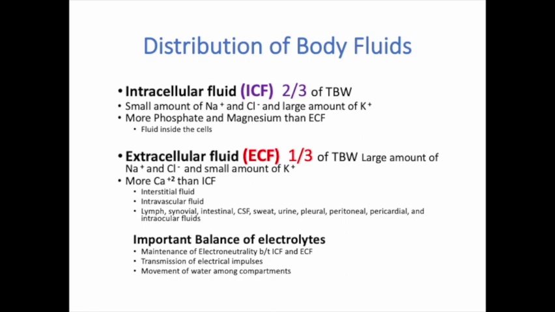inside the cells. Now, in the extracellular compartment, we have interstitial fluid and intravascular fluid, or our blood plasma. There are other ECF compartments that include the lymph and transcellular fluids, which you can see here. We have pleural fluids, synovial, peritoneal, pericardial, and even intraocular fluids.